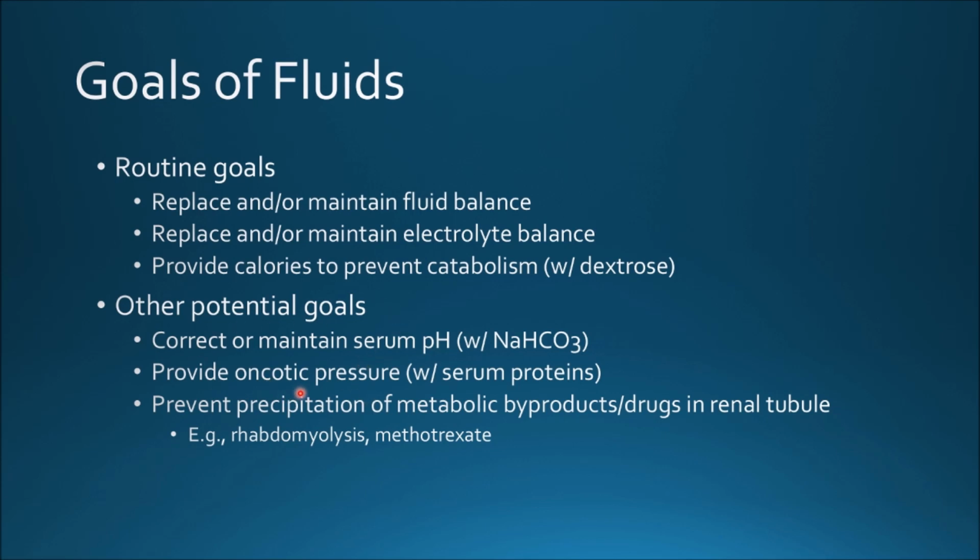We can also provide oncotic pressure. So imagine you have someone who's severely malnourished and maybe they weren't producing a lot of their own serum proteins. We can supply that, right? We can give them albumin. We can give them other proteins back potentially.